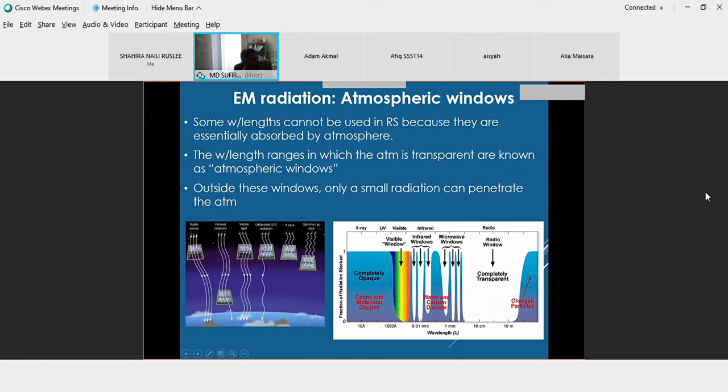So atmospheric windows yang sebelum tadi, atmospheric windows is the wavelength range in which the atmosphere is transparent. Termasuk bahawa wavelength yang sampai ke muka bumi lah, yang tak diabsorb oleh particles and gases in the atmosphere. So kalau kamu tengok di sini, tak semua cahaya yang sampai ke muka bumi, dia ada lompang di sini.